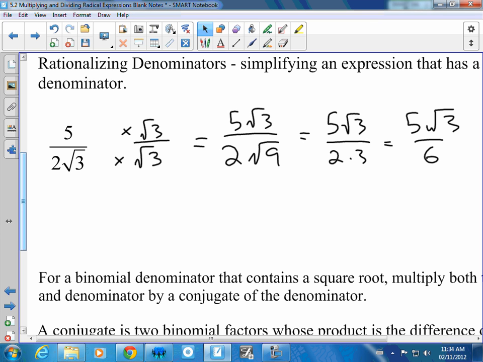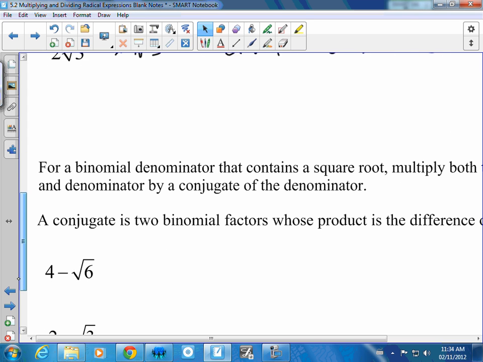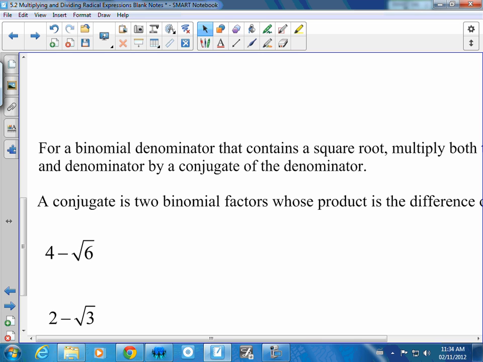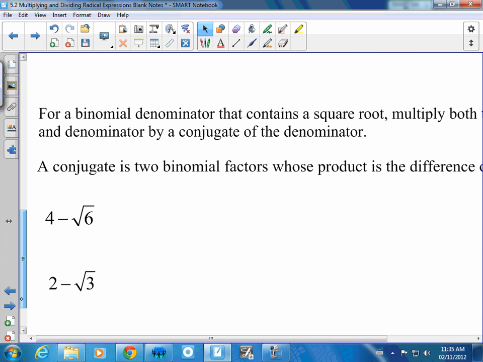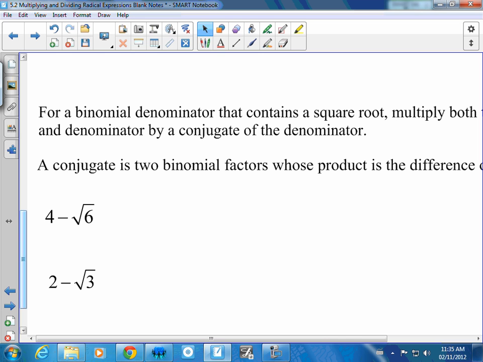Now the problem is you're not always going to get ones that look like that. You're going to get some that are in the binomial form. Is this a binomial? Is it separated by addition or subtraction? Was this one up here separated by addition or subtraction? No, it's just straight multiplication. So if we have something that's binomial, what we do is we do something called the conjugate. Conjugate's really easy. Super, super easy.